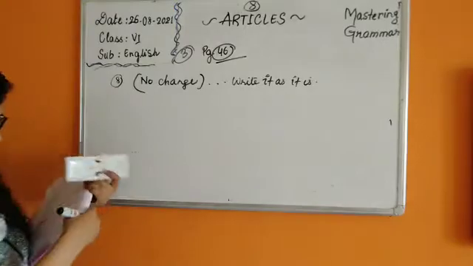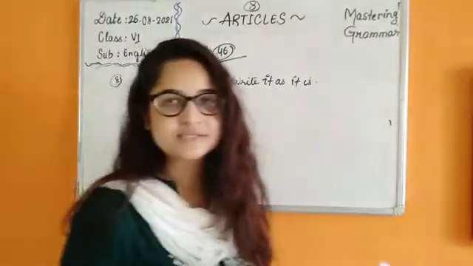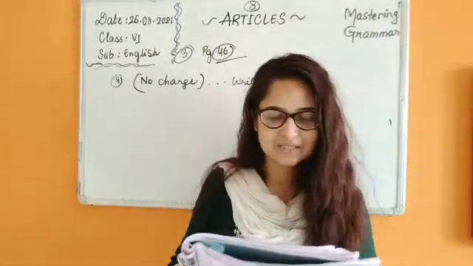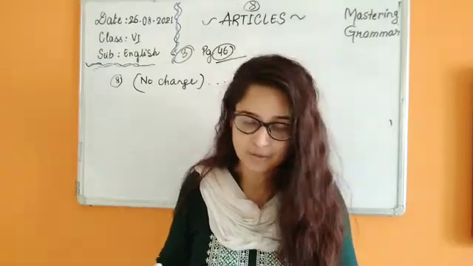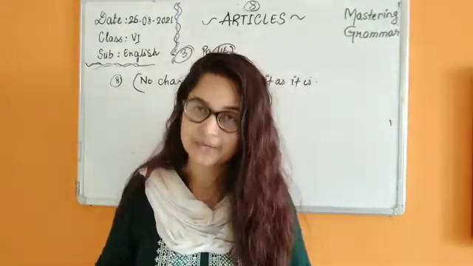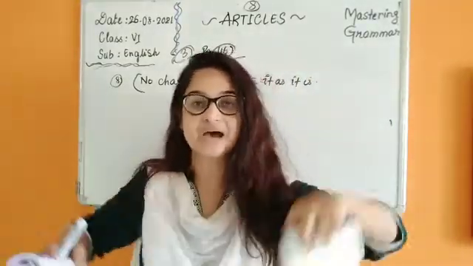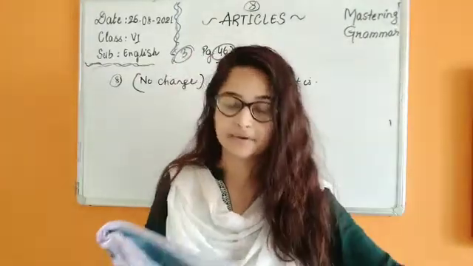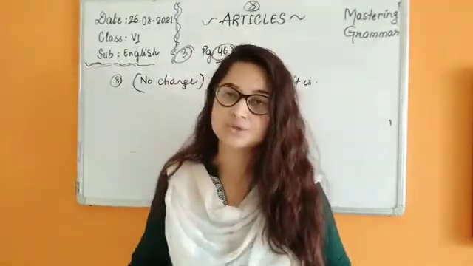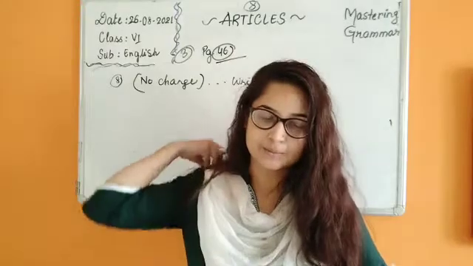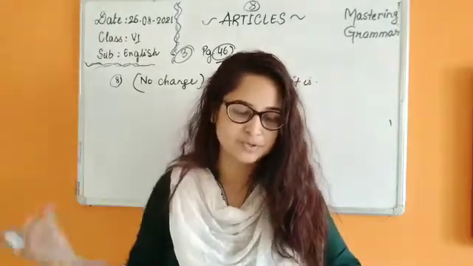Now moving to omission of articles. Articles are not used before proper nouns. Sachin Tendulkar is a cricketer. So you are not going to use an article before what? Before proper nouns. Mumbai is in Maharashtra. So we are not going to say the Mumbai, the Maharashtra. We are not going to use it.